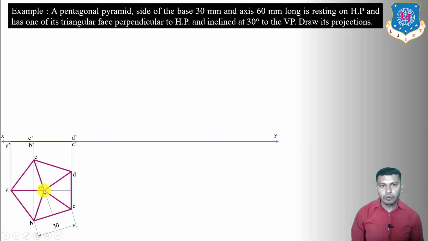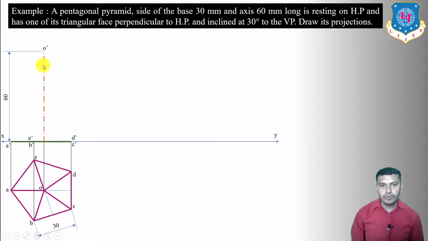So first of all we have to draw the apex point. For that we will project this corner over here, and now we have to measure the axis length, which is 60 mm from this point like this. Here we will get the front view of the apex point. The axis height is 60 mm, and that will be measured from the XY reference line.